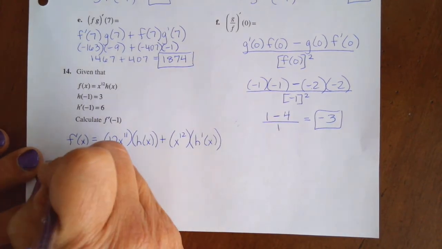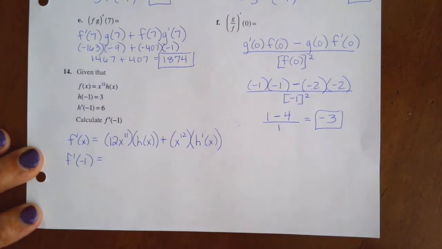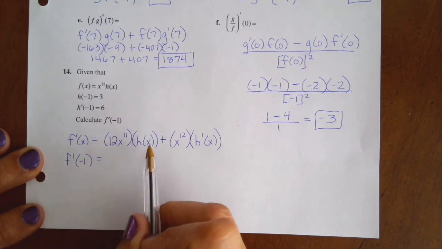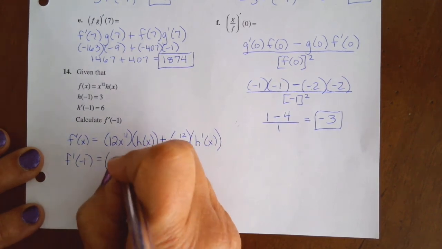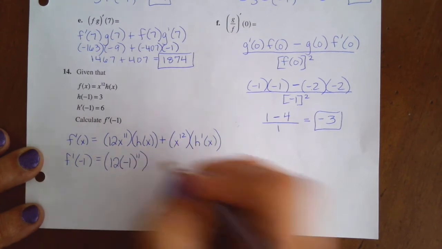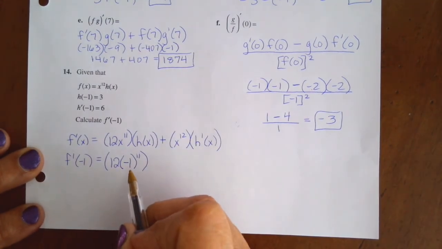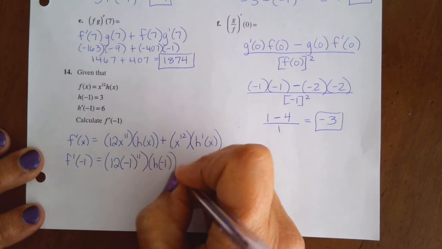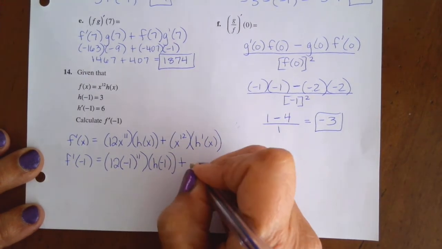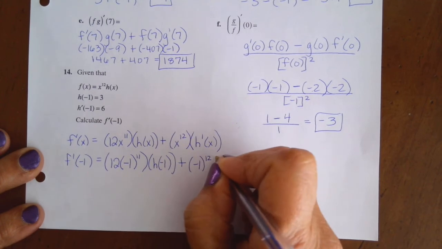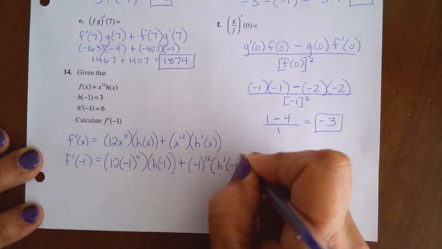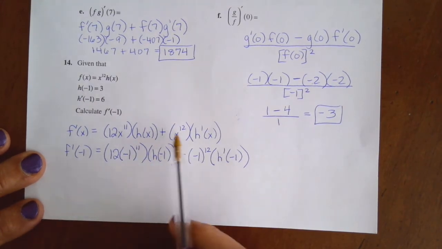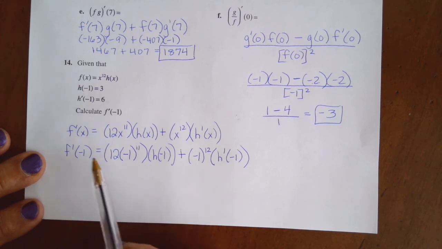Now we can substitute in -1 for our x's. Now, be very careful with when you're raising -1 to a power, okay? We're plugging in -1 for any x. So this is 12 times -1 to the 11th power. Okay, you can do that on your calculator if you want. Then times h of -1, okay, plus -1 to the 12th power times h prime of -1. So that's why I said, if you did this first, it looks very confusing. So I think this is easier to just do it with x and then plug in your number.